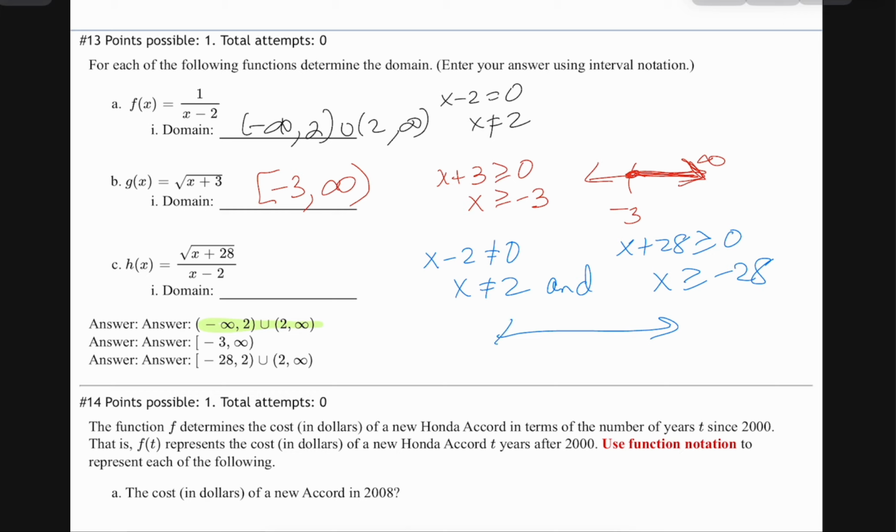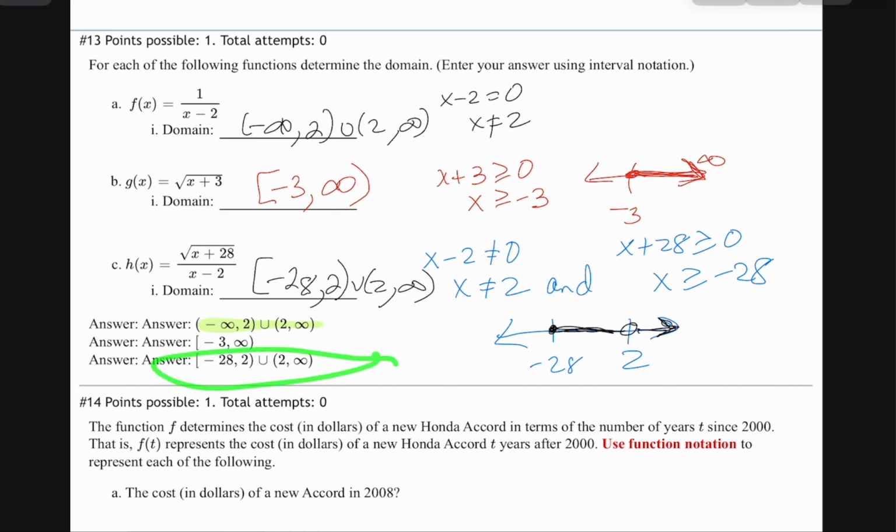So on the number line, both things have to happen. Put those values down from least to greatest. I can be negative 28 and bigger, but I have to skip the 2. Do you see how it's in 2 parts? So I am at negative 28 until I hit 2. Got to skip it. Keep on going. So that is why our answer is that.